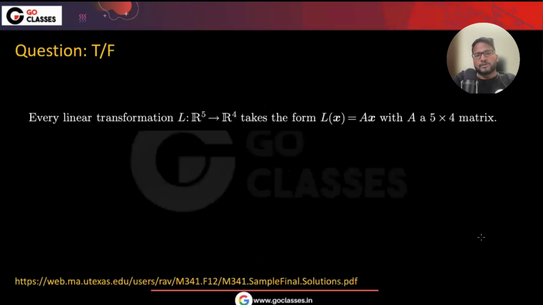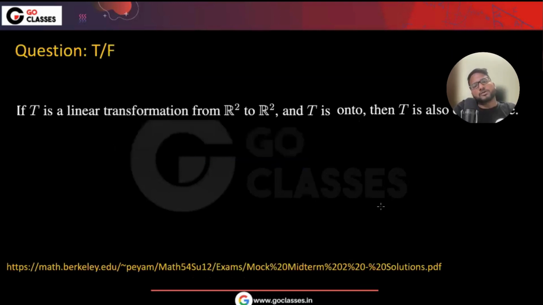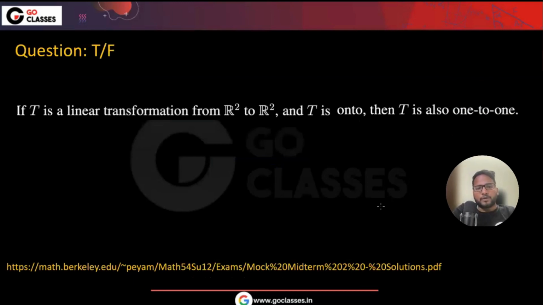For now, just tell me, is this true or false? If you have R5 to R4, then L(x) equals Ax with a 5 cross 4 matrix. Is this true? See, this is taking input from R5, right? If you're writing Ax with a 5 cross 4 matrix, then x must be 4 cross 1, right? So it is not 5 cross 4. It should be 4 cross 5. So that's why it is false. Anyway, some questions are easy, some questions are tough like that. So just try out all of these questions. I will put them in the slides.